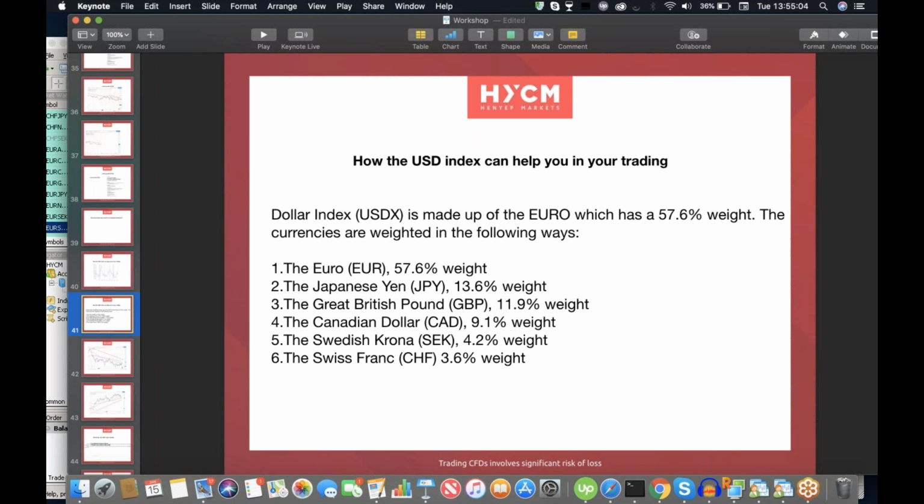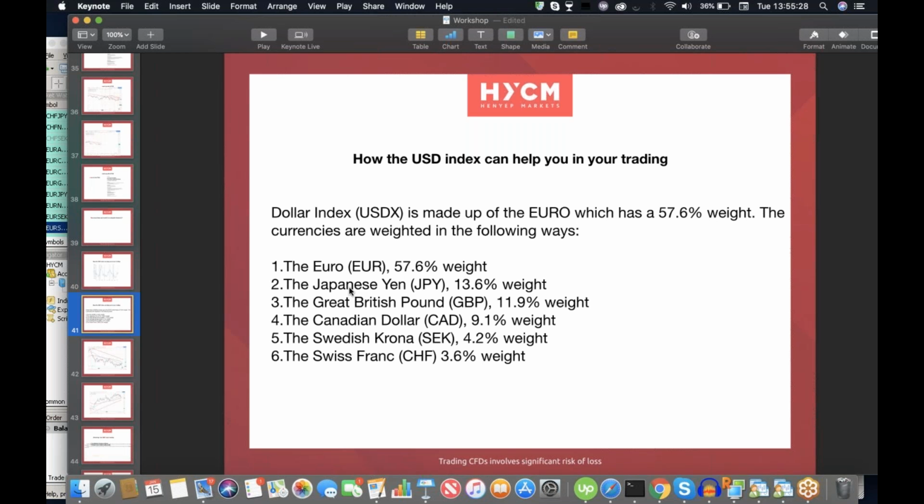Okay, so this tells us that the US dollar index is virtually the same as an anti-euro index. So what this means is, when the euro loses value, the dollar index gains value. Okay, and the nearly 60% average weighting means that the euro-US dollar pair and the US dollar index are inversely correlated. So let me show you what I mean by that.